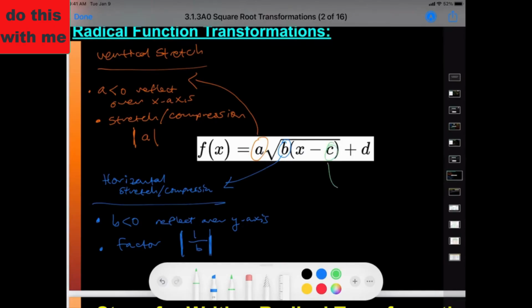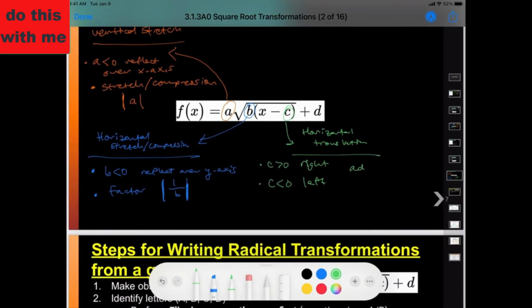Alright, let's do the c value. This is our horizontal translation. And if this value is greater than 0, it's going to go towards the right. And if c is less than 0, you actually go to the left. And remember my silly phrase, add to x, go west or left.